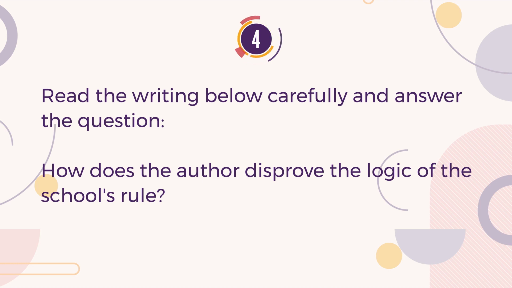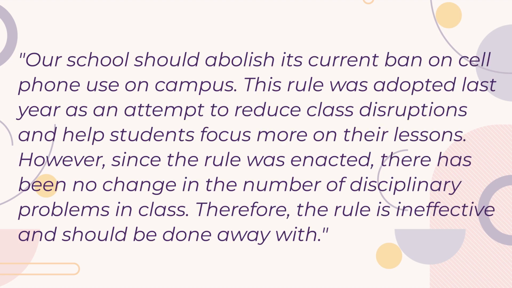Number 4. Read the writing below carefully and answer the question: how does the author disprove the logic of the school's rule? Our school should abolish its current ban on cell phone use on campus. This rule was adopted last year as an attempt to reduce class disruptions and help students focus more on their lessons. However, since the rule was enacted, there has been no change in the number of disciplinary problems in class. Therefore, the rule is ineffective and should be done away with.